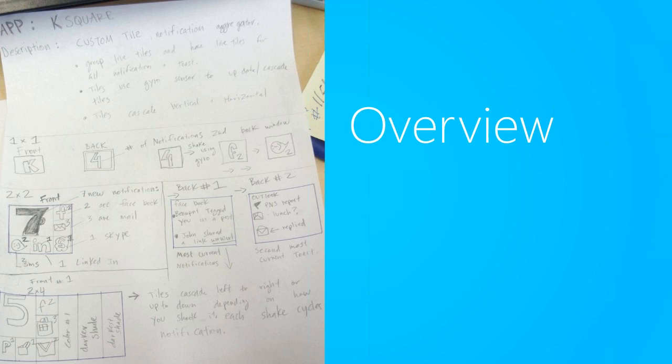I know when I'm developing something, it's very tempting to just dive in. I'm already thinking about how I'm going to develop it and what code libraries I'm going to use, but this is a great place to start: just sketch it out and make sure that your ideas make sense on paper. So this particular app, K-Squares, is a custom tile notification aggregator.